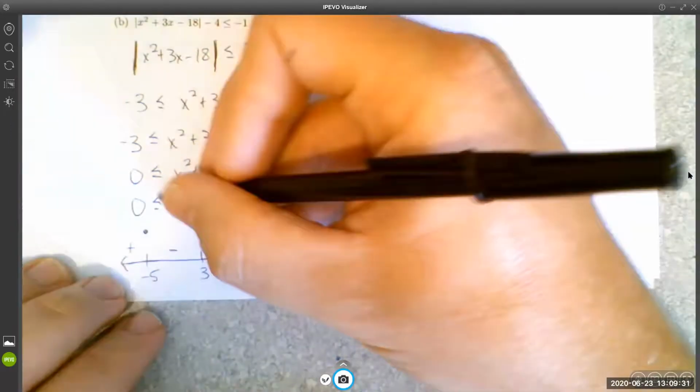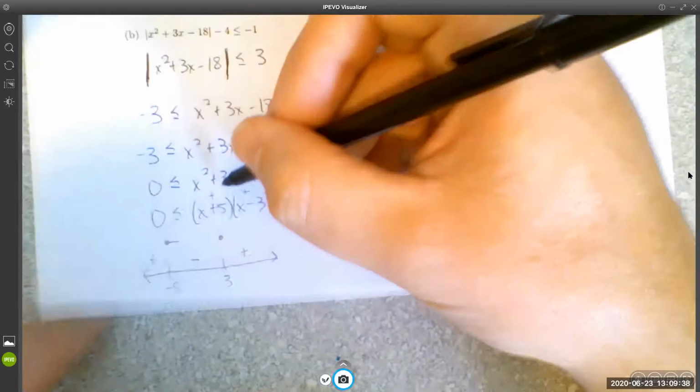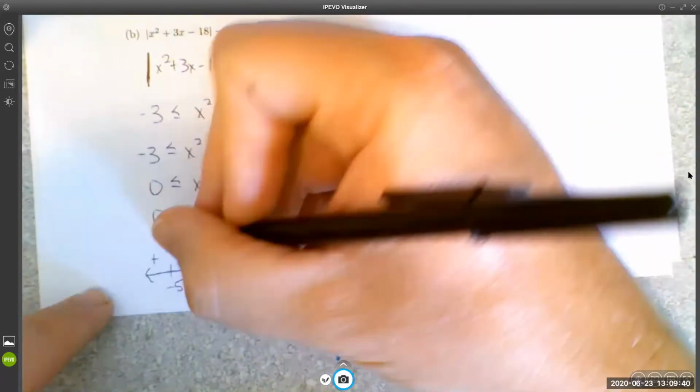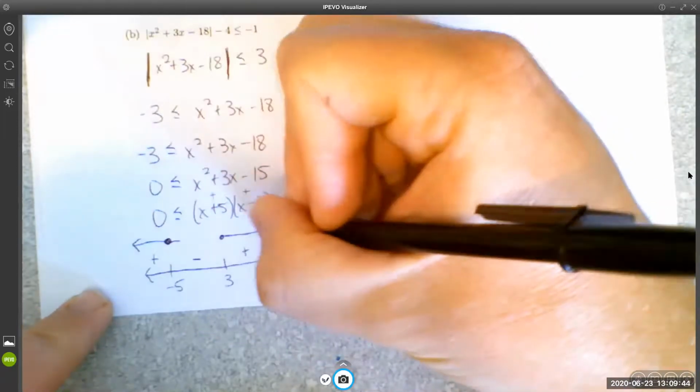And I'm looking for where it's less than 0. Or sorry, not less than 0. I'm looking for where 0 is less than the expression. In other words, I'm looking for where the expression is greater than 0. So that's actually in the positive regions there and there. So that's what I get from the first one.